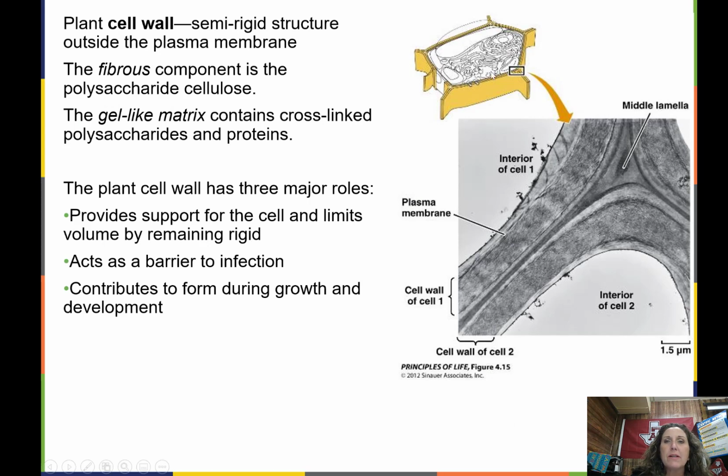A plant cell also has a cell wall. A cell wall is basically a thick protection. It provides support, but it also limits volume. So the cell can only take in a certain amount of water. And when it has enough water, those cell walls make it rigid so that the plant can stand up. But when it's dehydrated, that's why plants slump over, because the cell walls are kind of caving in because of lack of water. It acts as a barrier to infection, and contributes to growth and development.